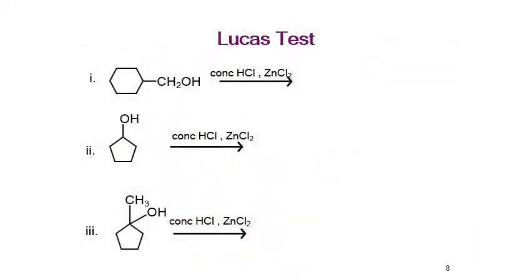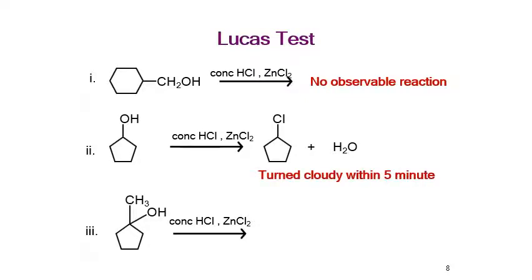Now, when we write the equation of alcohol treated with Lucas reagent, the first one is a primary alcohol, for example cyclohexylmethanol, treated with Lucas reagent. The observation is no observable reaction. Second, cyclopentanol treated with Lucas reagent. The product formed is chlorocyclopentane and water. The observation is the solution turned cloudy within 5 minutes.